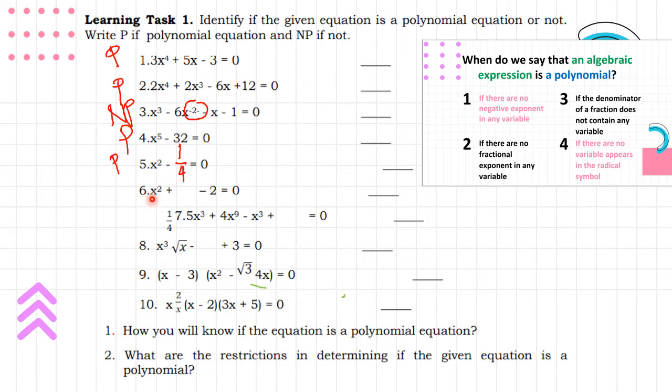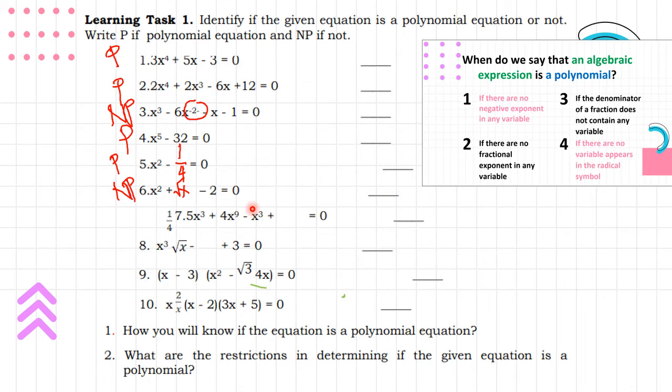Then, number 6, we have x squared plus square root of x. May kulang pala dito. Plus square root of x minus 2 is equal to 0. So, nabali naman niya yung ating condition sa number 4. There are no variable appears on the radical symbol. So, sa loob ng radical symbol natin, mayroon tayong letter x. So, that means this is not a polynomial.